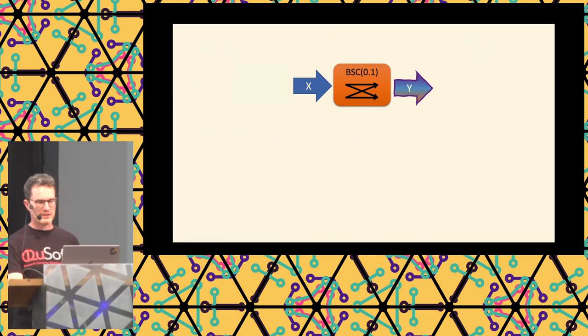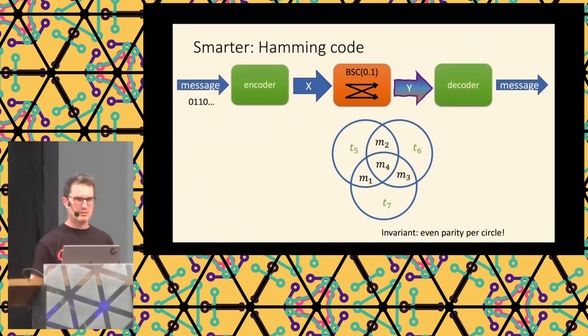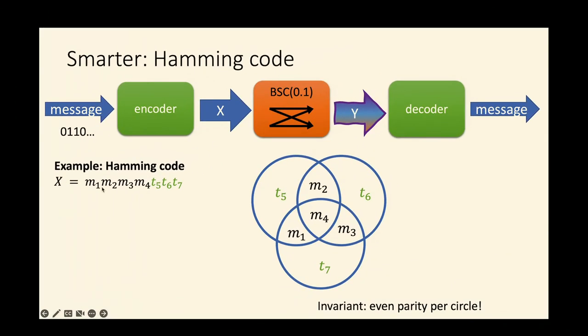There's some better codes, like the following one, the Hamming code. Who has seen the Hamming code? The same guys as before. Okay, so very quickly, here it is. So you can use 4 message bits, and you add some parity check bits, some 3 more bits.